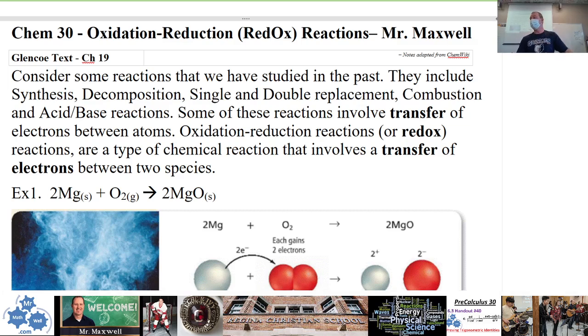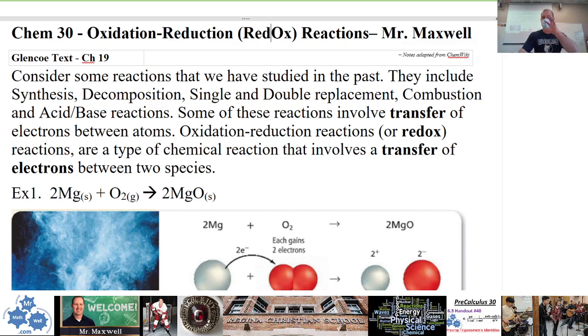Some of the diagrams I'm going to show you here on the screen may or may not be in the notes that I've given you, but they will be in your textbook, most of them. So let's talk about what redox reactions are. Oxidation reduction reactions, or reduction oxidation reactions, that's where we get the redox from. I will refer to them as redox reactions from now on. They are a specific type of reaction where something is reduced and something is oxidized.